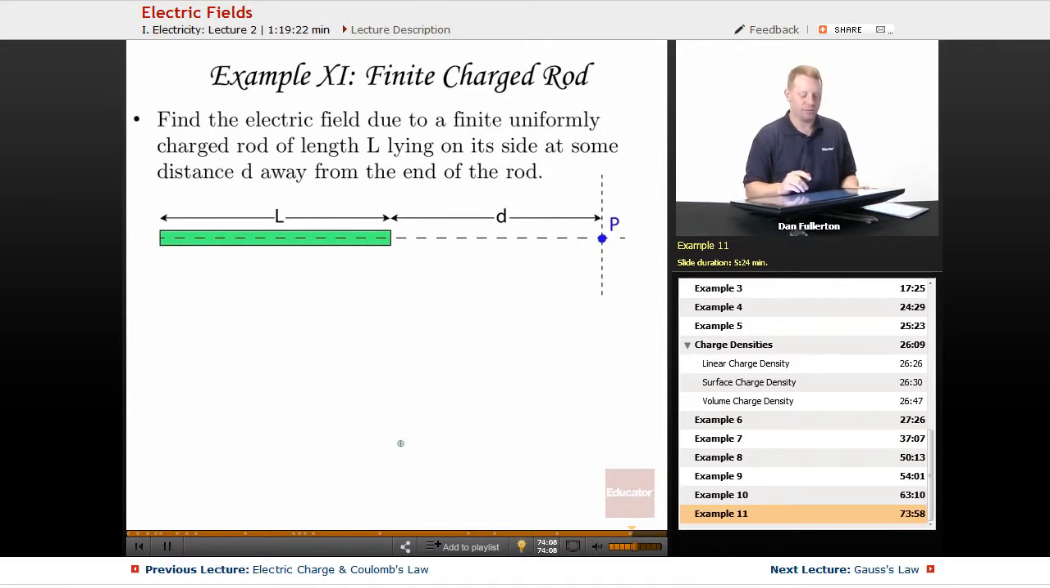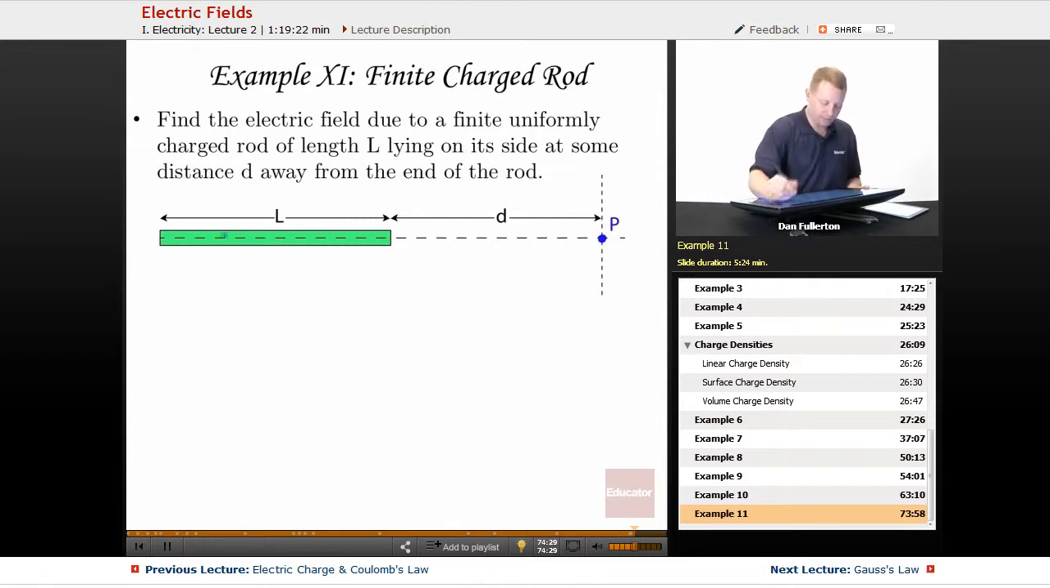Find the electric field due to a finite, uniformly charged rod of length L lying on its side at some distance d away from the end of the rod. So, uniformly charged rod, we're some distance from it. Let's find the electric field here. And again, by symmetry arguments, it looks like we're only going to need the x component. So we'll do the same thing.